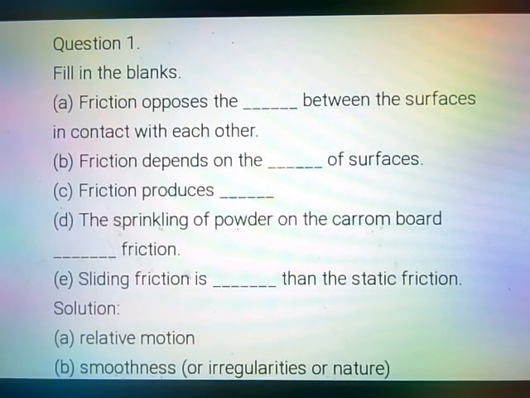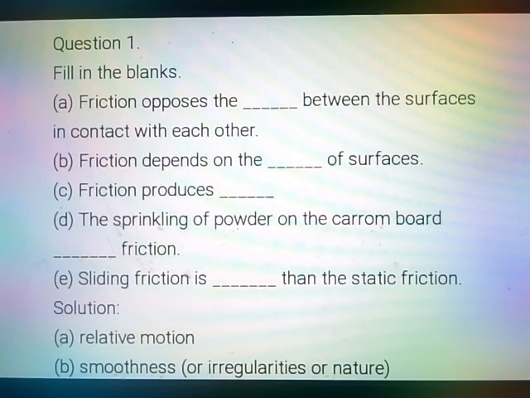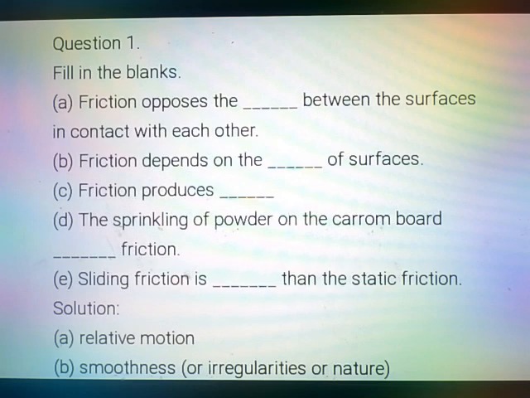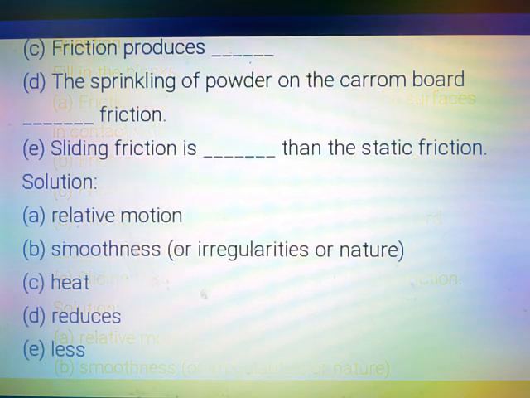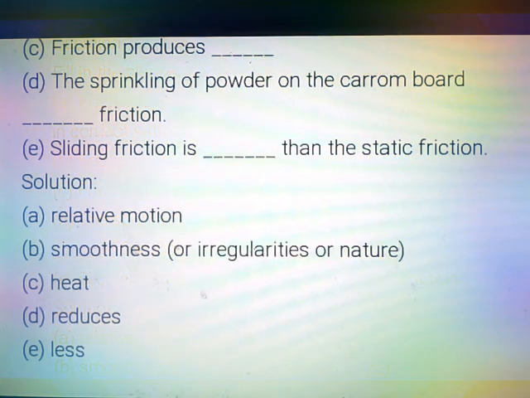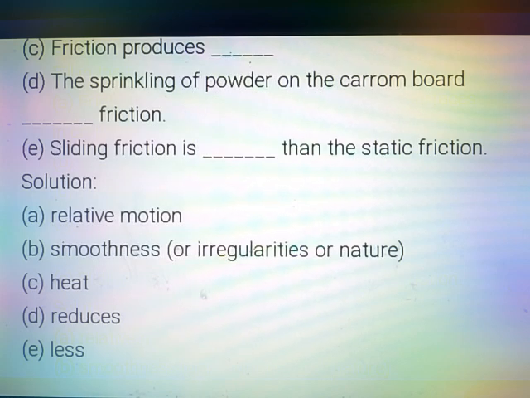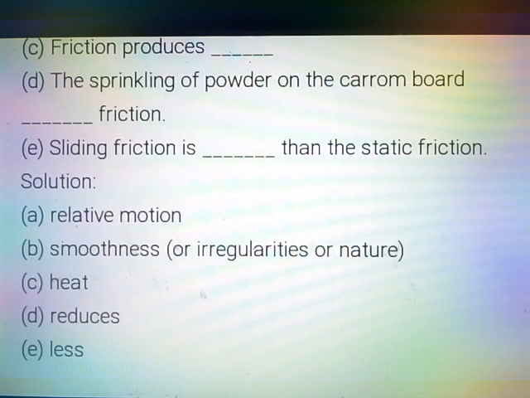Fill in the blanks. Friction opposes the relative motion between the surfaces in contact with each other. Part B. Friction depends on the smoothness of surfaces. Friction produces heat. The sprinkling of powder on the carom board reduces friction. Sliding friction is less than the static friction.